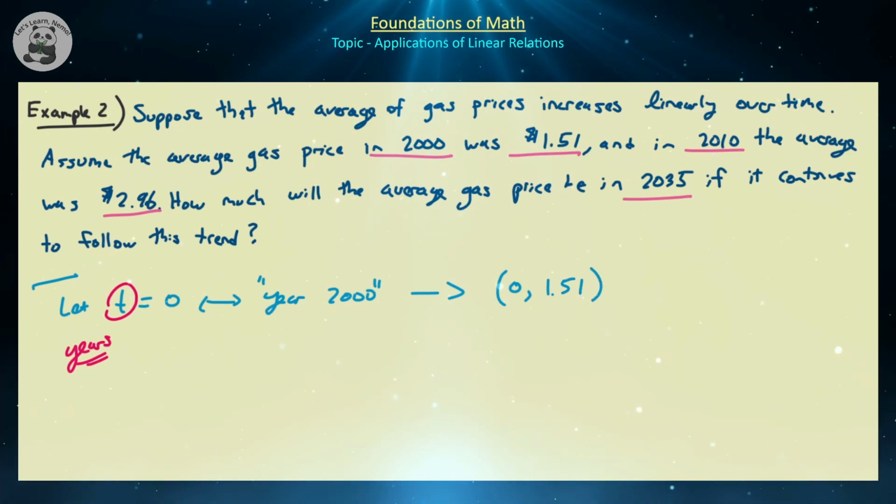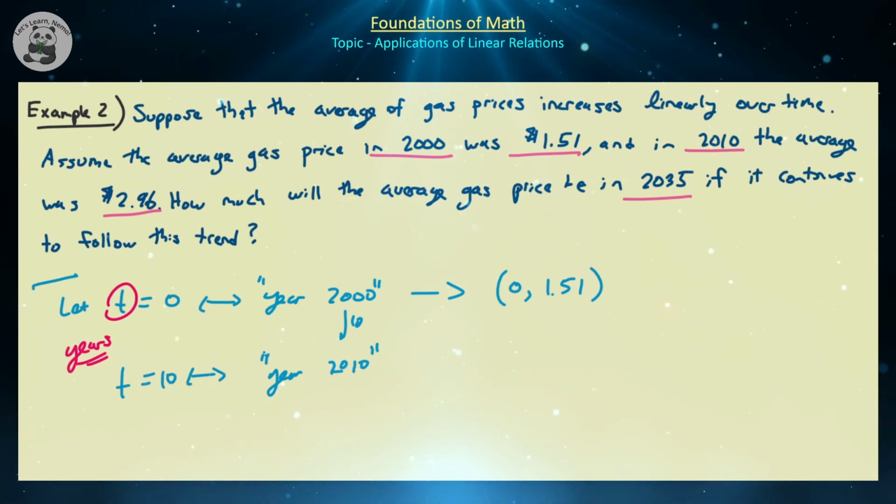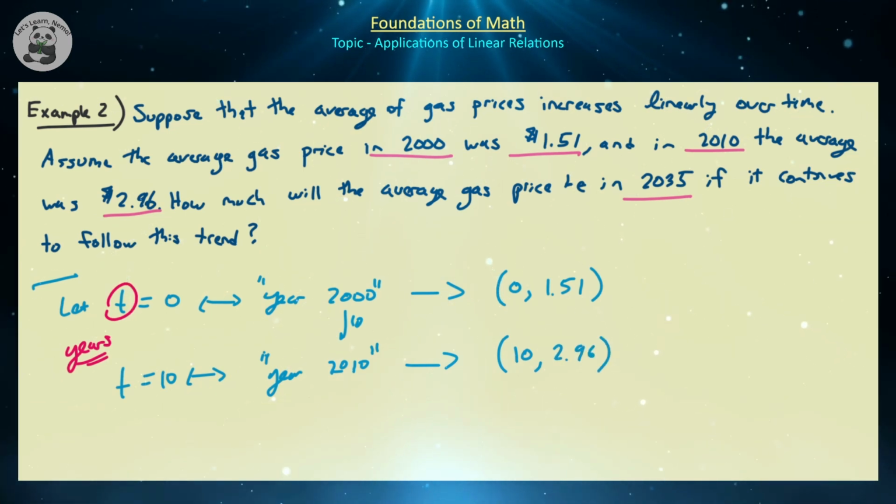So the next piece of information that we're given is the year 2010. If we're using years as our unit of time, that means this is 10 years in difference. Therefore, t is equal to 10 is going to correspond to the year 2010. That means the associated point for our model is going to be 10 comma the average gas price in that particular year, which is given to be 2.96.